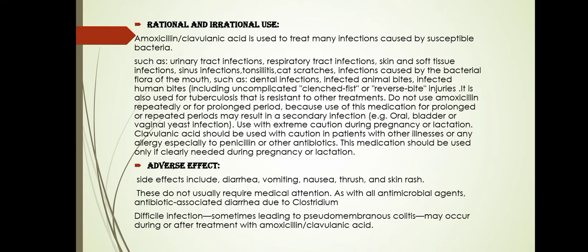Now let's discuss rational and irrational use. Amoxicillin plus clavulanic acid is used to treat infections caused by susceptible bacteria, such as urinary tract infections, respiratory tract infections, skin infections, soft tissue infections, sinus infections, tonsillitis, cat scratches, etc. It is also used to treat tuberculosis.